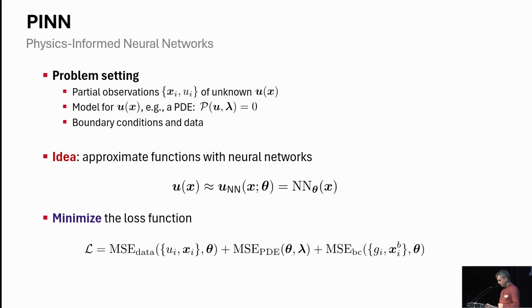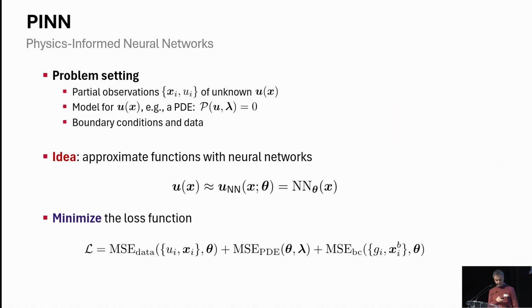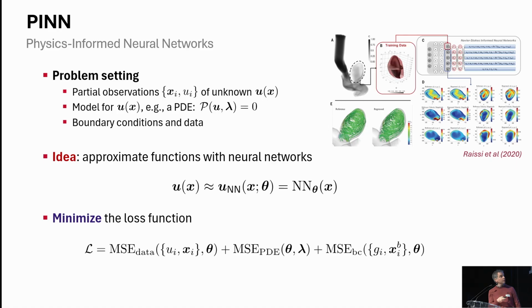That's the first ingredient. The second ingredient is that you don't solve the PDE exactly, you don't enforce it exactly, but you do a sort of least square approximation. Okay, so it's a sort of regression problem. So essentially what you do is you have a loss function.